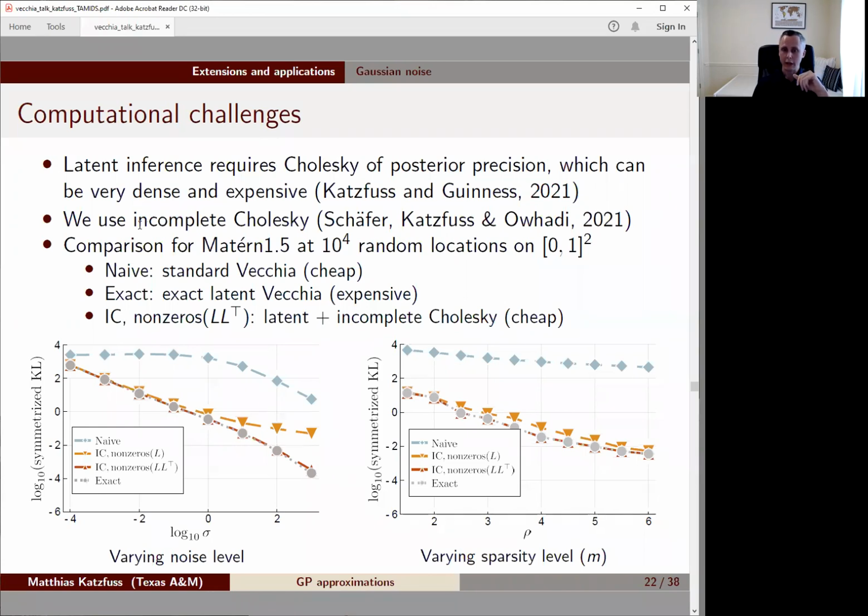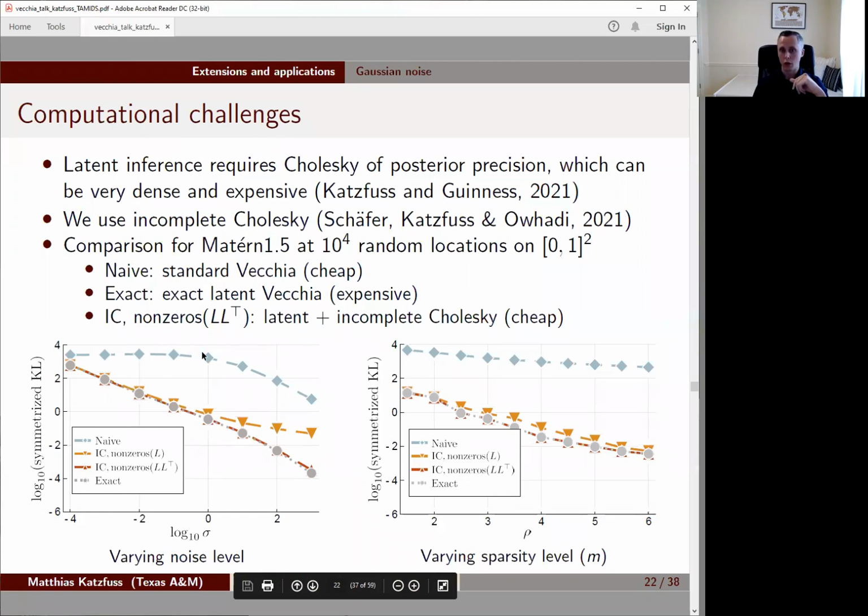But it turns out that there's a second approximation we can do and simply compute this Cholesky factor of the posterior precision using something called an incomplete Cholesky algorithm. And if we do that, we can get back to roughly the cost of the original Vecchia, but get a much better approximation when we have Gaussian noise. So what these plots here show is basically the log KL divergence. So lower is better here. For varying noise levels, small noise to large noise, and different m's. So this is essentially a small m versus a large m, where we have higher accuracy.